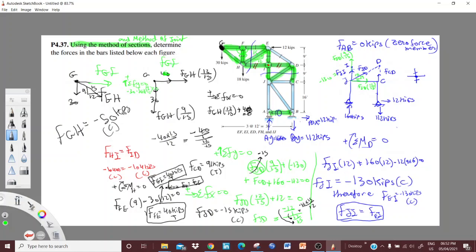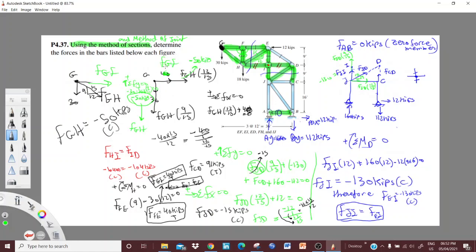Just wait for a second. 30 divided by 9 over 15 to find FGH. It will be negative 50 kips. Okay, so it is FGH. We can put here negative 50 kips.